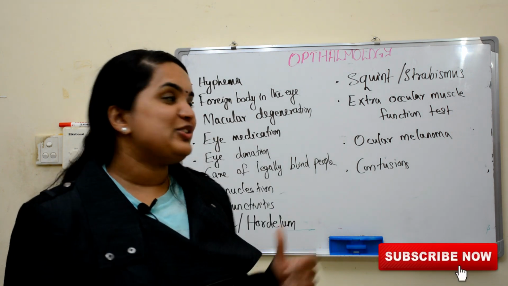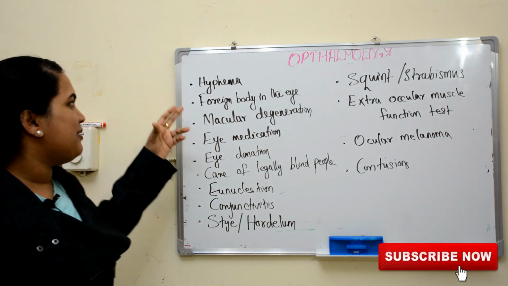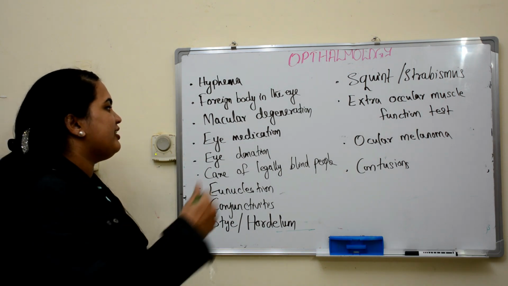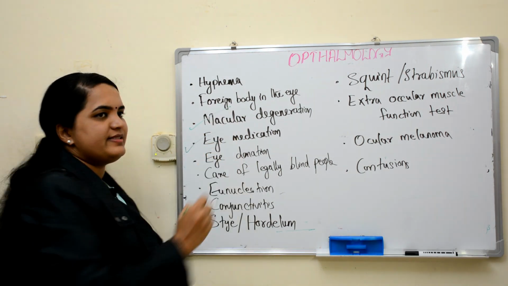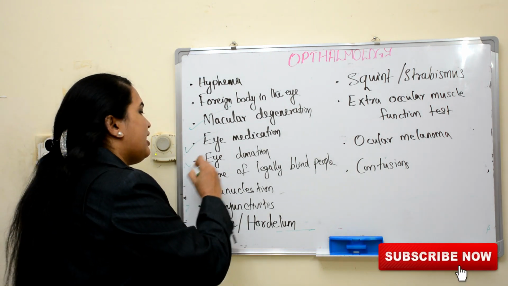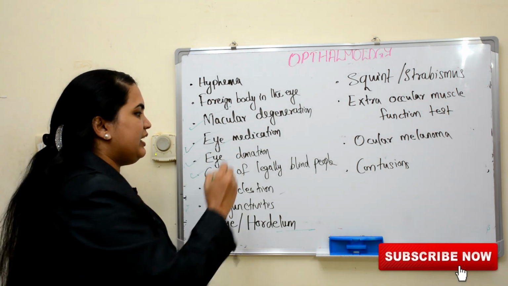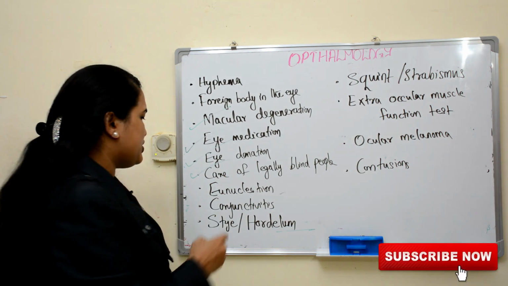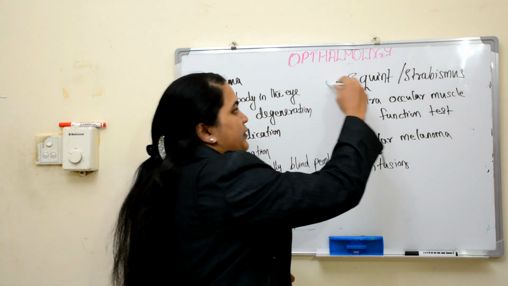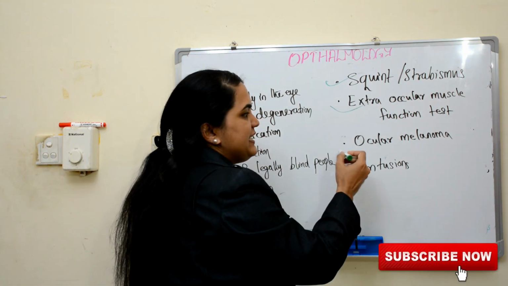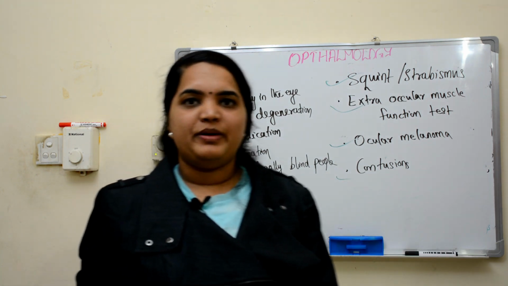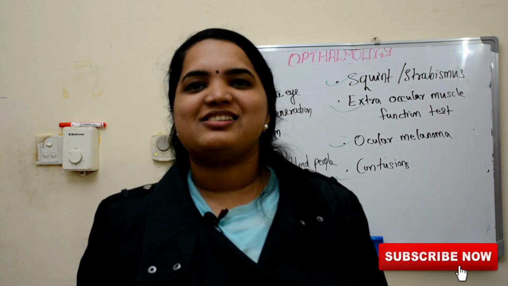These are the continuation of the topics related to ophthalmology: hyphema, foreign bodies in the eye, macular degeneration, eye medication administration, eye donation, care of legally blind people, enucleation, conjunctivitis, stye and squint, extraocular muscle function test, ocular melanoma and conditions. These are the topics which we are going to take in the next class.